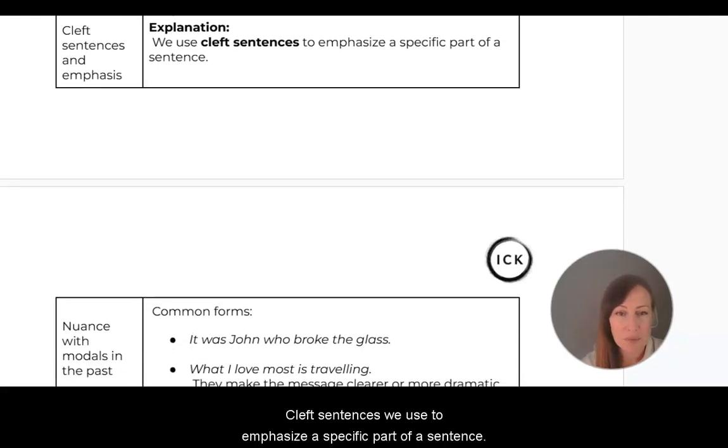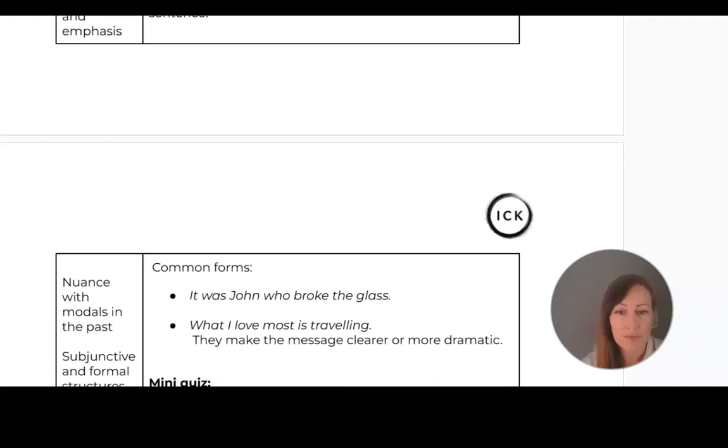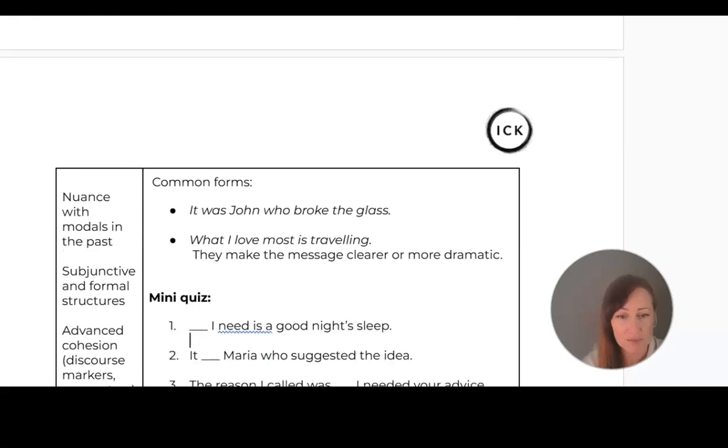Cleft sentences we use to emphasize a specific part of a sentence. For example, a regular sentence, John broke the glass. To be more specific, we could say it was John who broke the glass. I love traveling the most. What I love most is traveling. So you can see that we're emphasizing here.